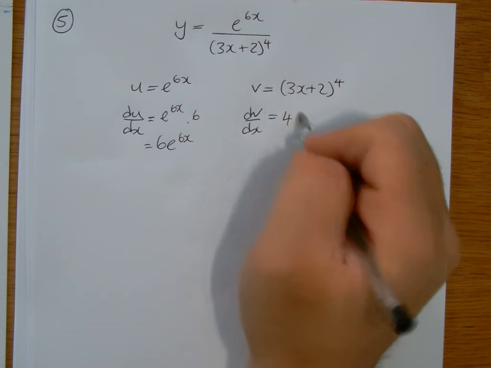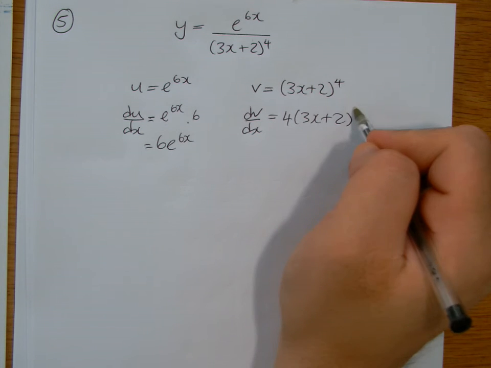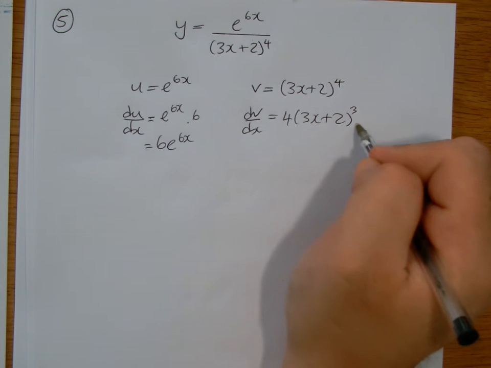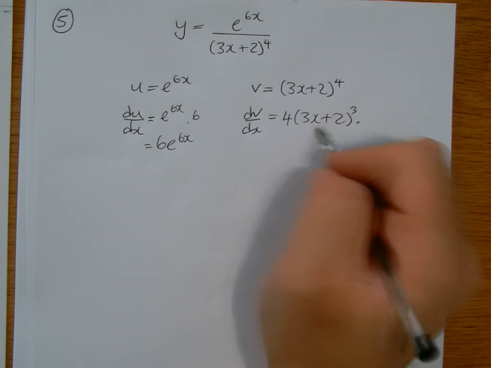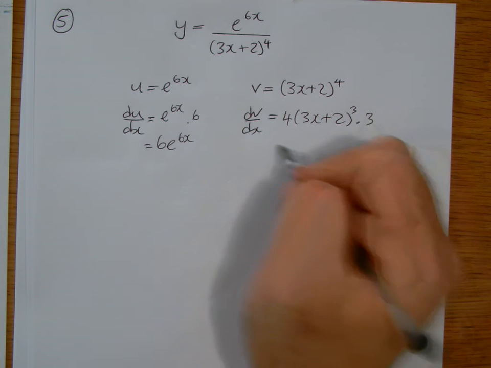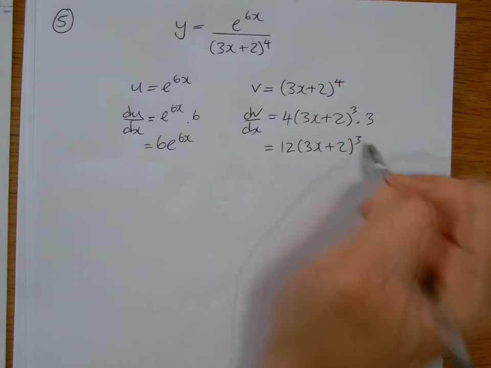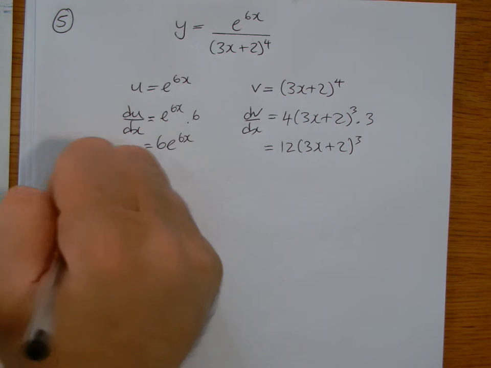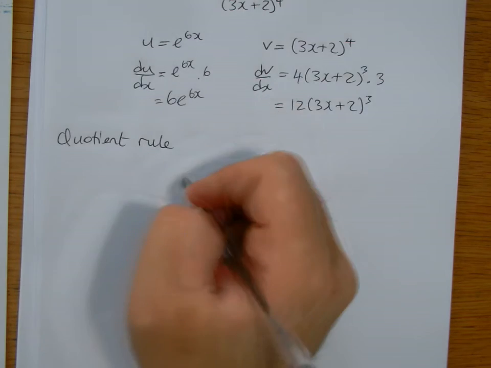This one then, bracket to the power, remember you differentiate the bracket first, so bring the power down and reduce that by 1, so 4 becomes 3. And then times it by the derivative of the inside function, which, if you differentiate that, you get 3. So we get 12 there, (3x + 2) all cubed. So this one's quite interesting in terms of the work involved. It's the quotient rule.